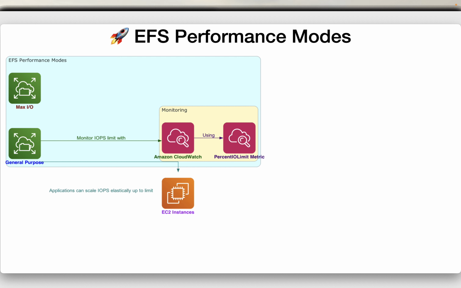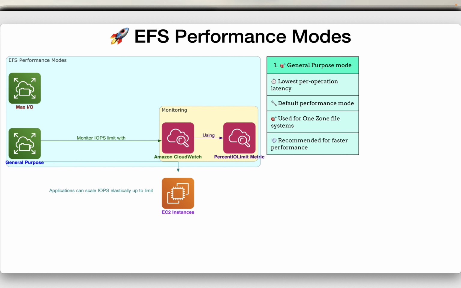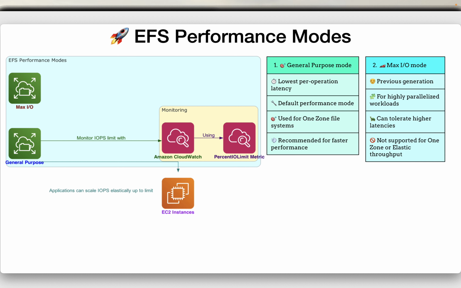Next one is EFS performance modes. General Purpose mode offers the lowest per-operation latency and is the default performance mode for EFS file systems. It is always used for One Zone file systems and is recommended for faster performance. Next is Max I/O mode, which is a previous generation performance type designed for highly parallelized workloads that can tolerate higher latency than General Purpose mode. It is not supported for One Zone file systems or those using Elastic throughput.